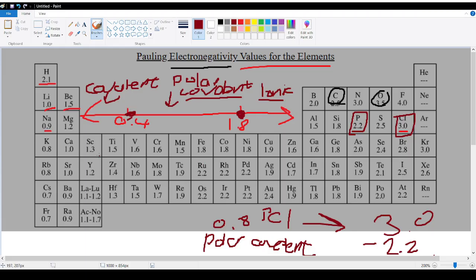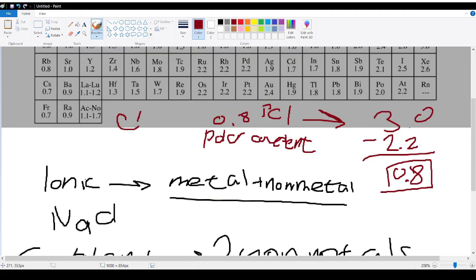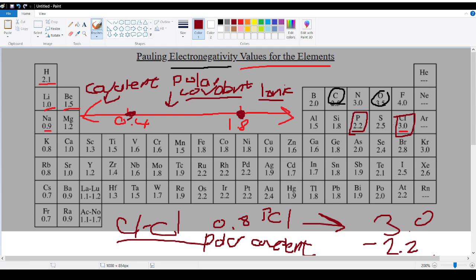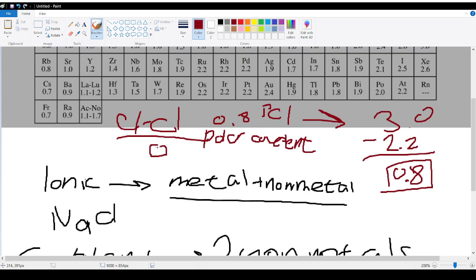Now I'll give you one example to try. This one's relatively easy. Cl and Cl. This is obvious, right? It's just 3 minus 3, which is 0, right? So it's obviously covalent, right? When you see a 0, you can say covalent, or you can say it's purely covalent because it's at 0.